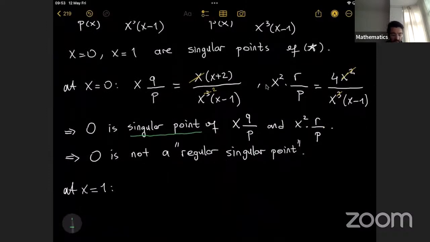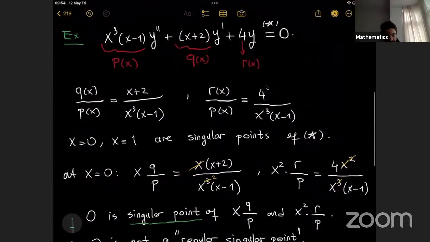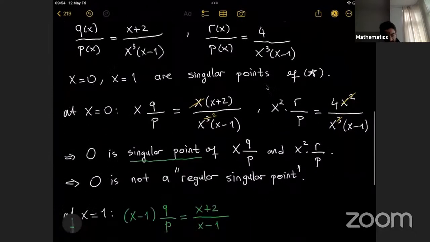So let us look at the other point. x is equal to 1. At x is equal to 1, we have a singular point. Let us check whether it is regular singular or not. For this purpose, we will multiply q over p with x minus 1. x minus 1 times q over p. So it becomes what? q over p is this: x plus 2 over x minus 1 times x cubed.